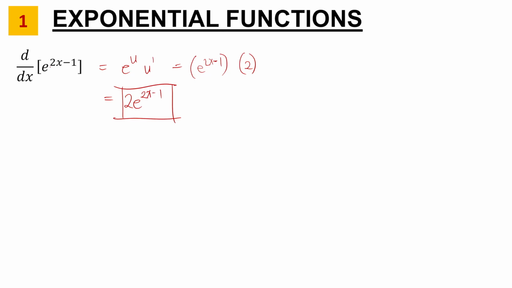Now if we rewrite this, if we apply the properties, actually this is equal to e raised to the 2x over e. And if we differentiate this one, it is better if we write it in this form because it will be easier for us than this one.